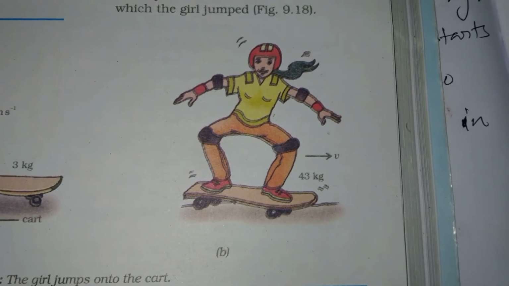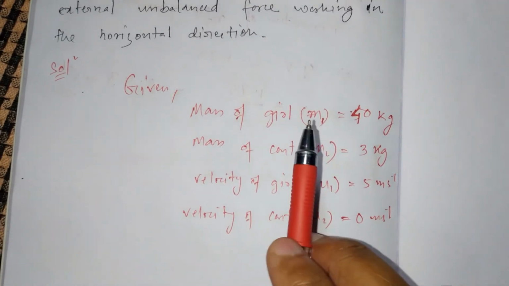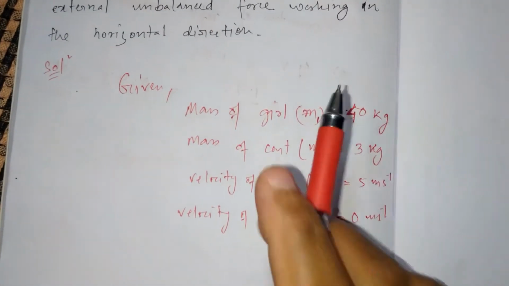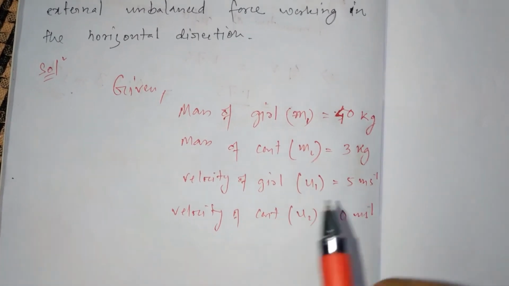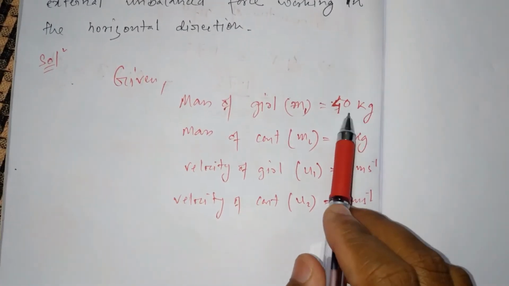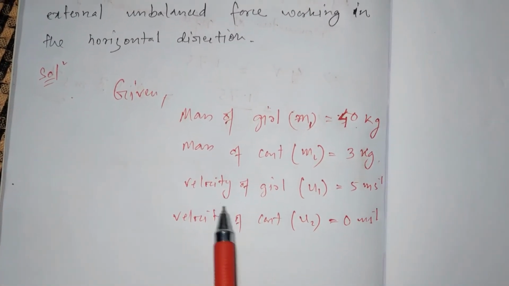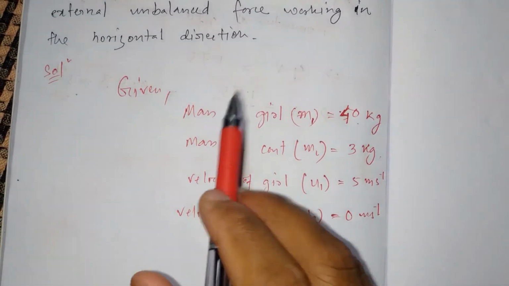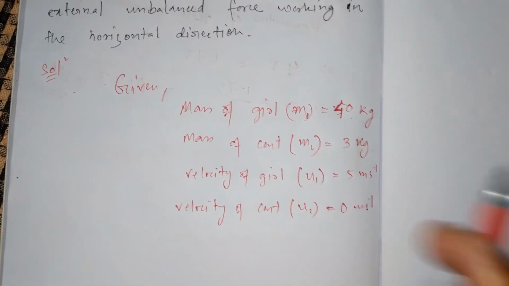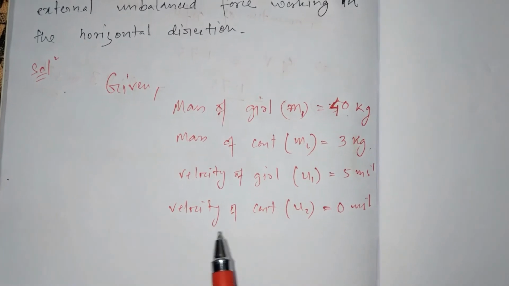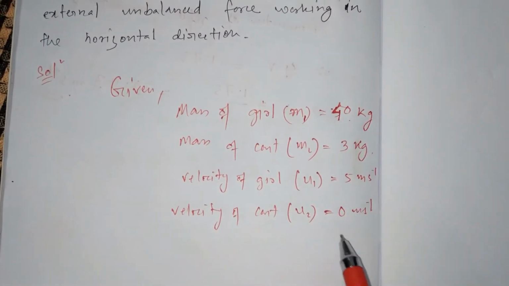Students, firstly we will find the total momentum of the cart and the girl before she gets onto the cart. The mass of the girl is 40 kilogram, and the mass of the cart is 3 kilogram, as we have found in the question. The velocity of the girl is 5 meter per second, because she was moving with 5 meter per second in the horizontal direction. Then the velocity of the cart: as the cart is initially stationary, its velocity will be 0.